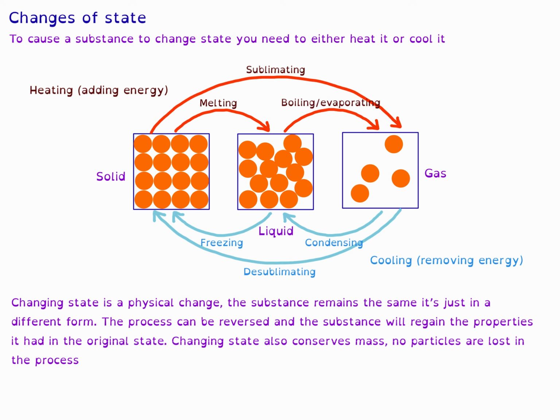Changing state is a physical change. The substance remains the same, it's just in a different form. The process can be reversed, and the substance will regain the properties it had in the original state. Changing state also conserves mass. No particles are lost in the process, so the mass that you had at the beginning and the mass that you have at the end are the same.